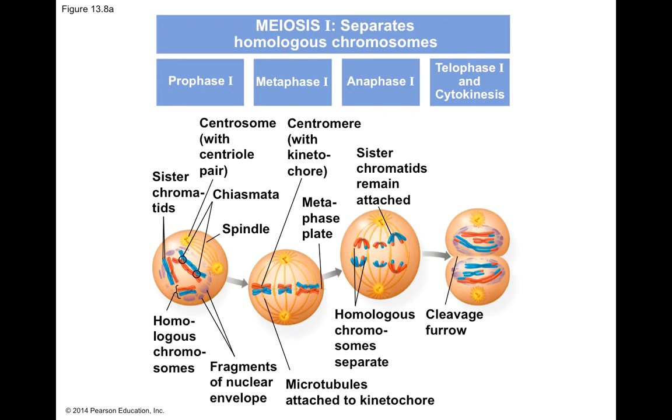Since each cell already has chromosomes made up of 2 chromatids, the daughter cells do not need to run through the cell cycle and replicate the DNA again. It's already done. So let's move on to meiosis 2.